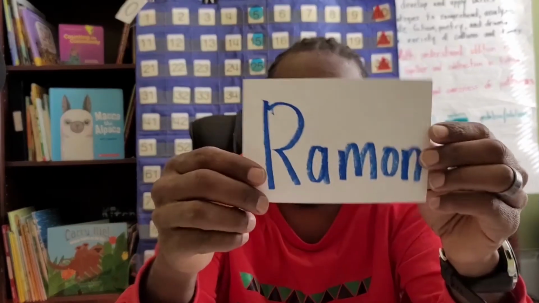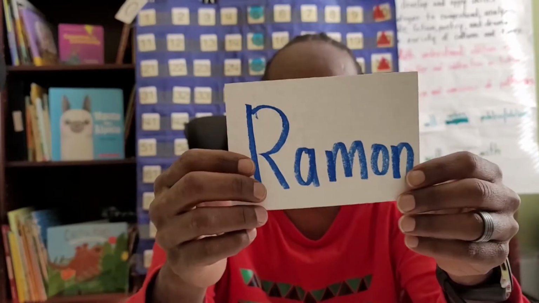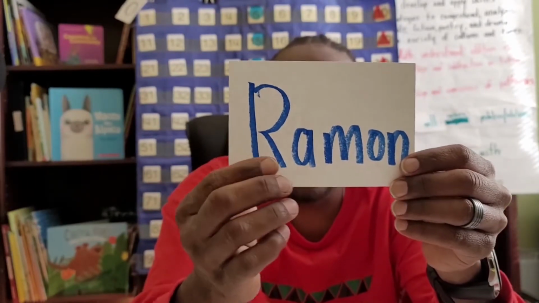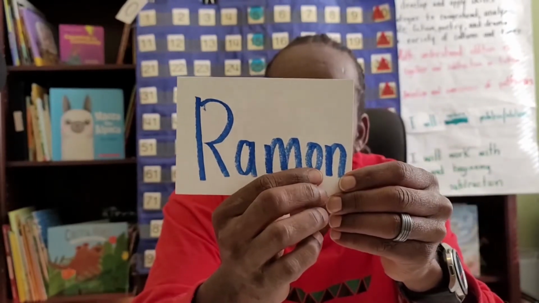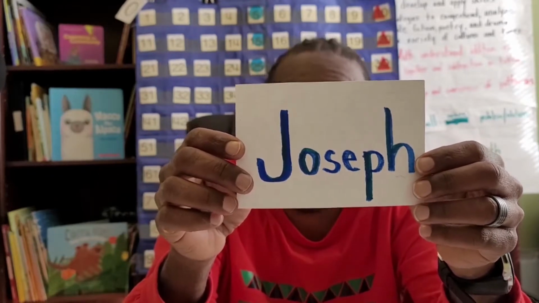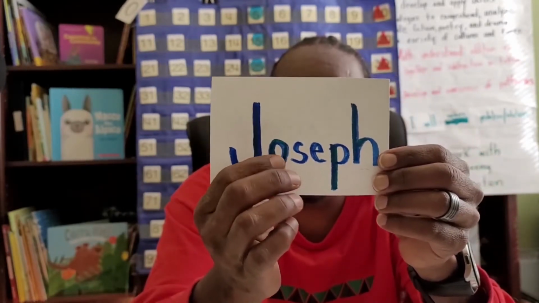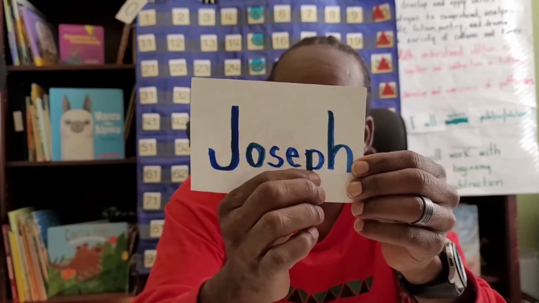All right. And whose name is this? Ramon. Hey, I'm sorry, Raymond. Let's count his letters. 1, 2, 3, 4, 5. And whose name is this? Joseph. Let's count Joseph's letters. 1, 2, 3, 4, 5, 6. Hi, Joseph. Joseph has 6 letters.